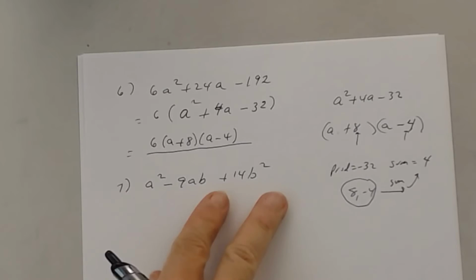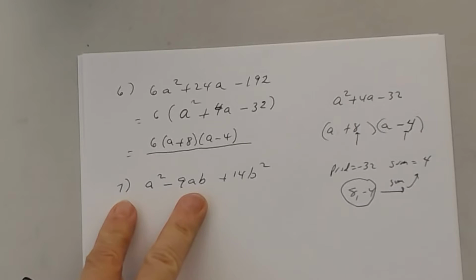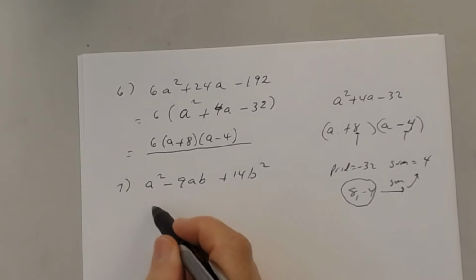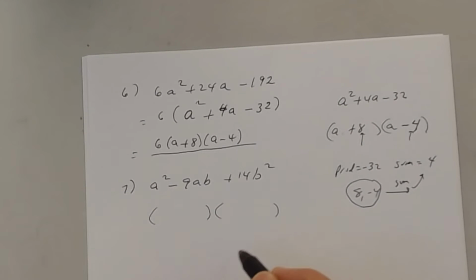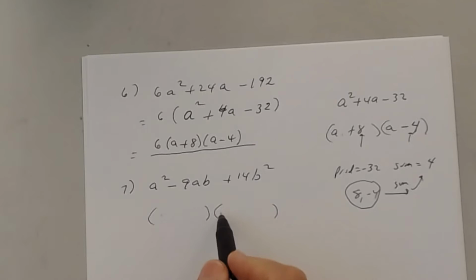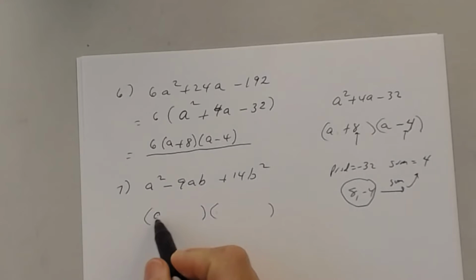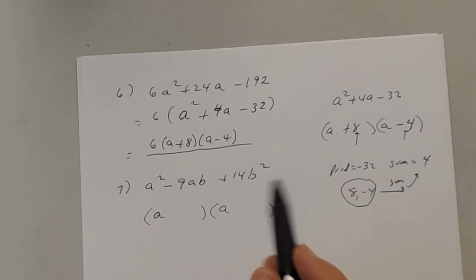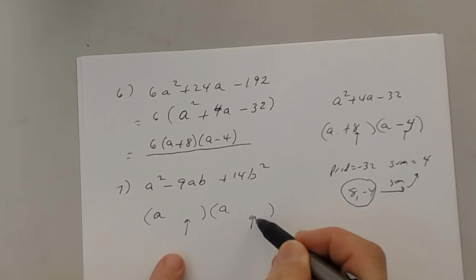What's the GCF of those 3 terms? 1. GCF is 1. So I'm going to go directly to the 2 binomials. The first one's easy. What times what is A squared? A times A. All right, now, just like before, I got to fill this part in right here, right?